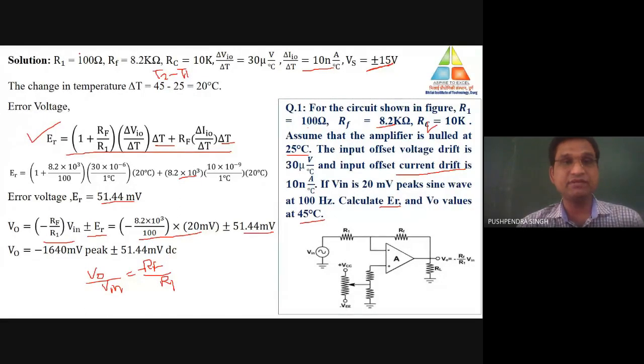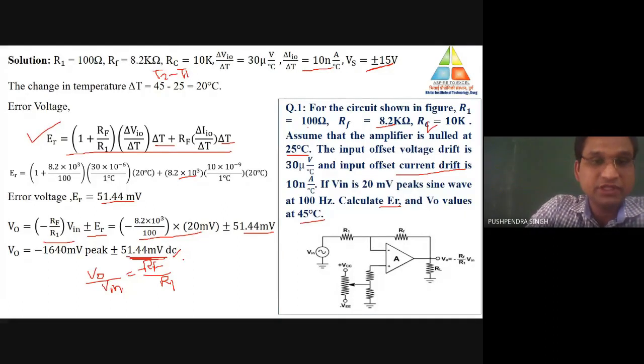Here it is being calculated with input offset voltage drift and input offset current drift. Both are nothing but DC. No AC parameter is here. That's why error voltage is also DC only. So it will only be used here to shift the operating point, or the reference point, of the operational amplifier. It's very crucial. It should not change. Otherwise, there would be clipping at the output terminal of the operational amplifier.